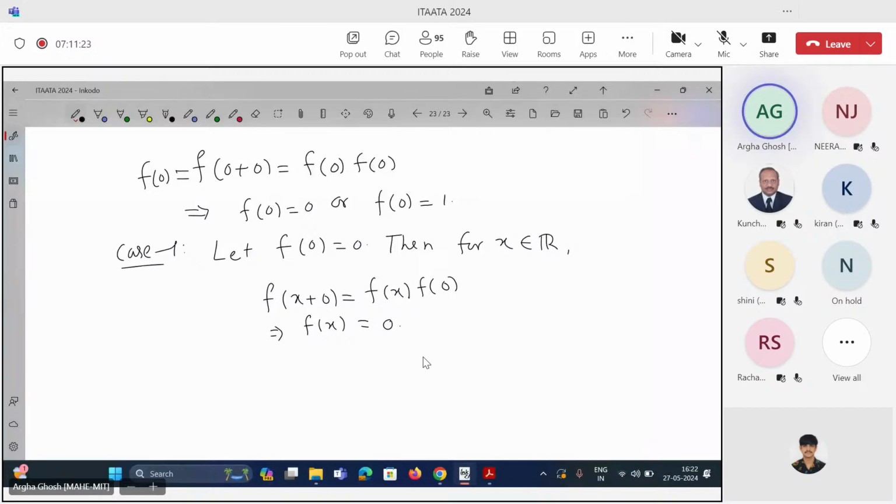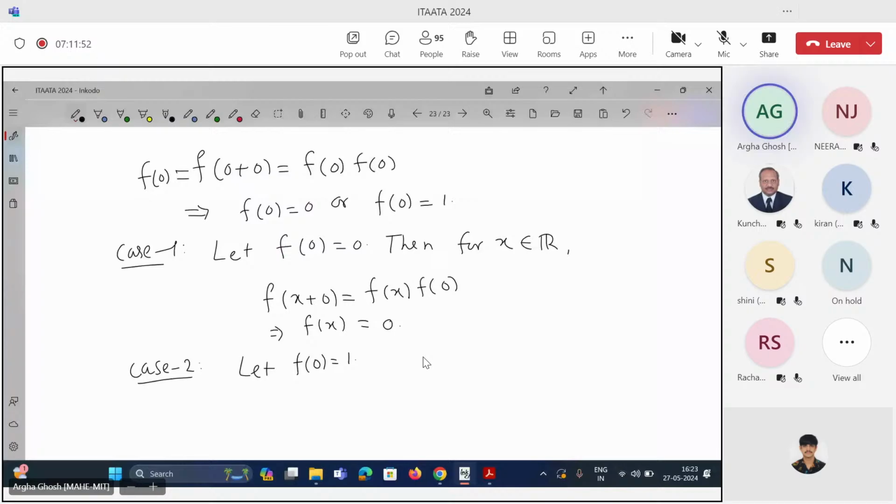Case 2, if you write like this, it's nothing going, it will not give you any further information. Like f of 0 is 1, so you have f(x) equals f(x). So it is not that helpful. Okay. So case 2. Let f of 0 equal 1.